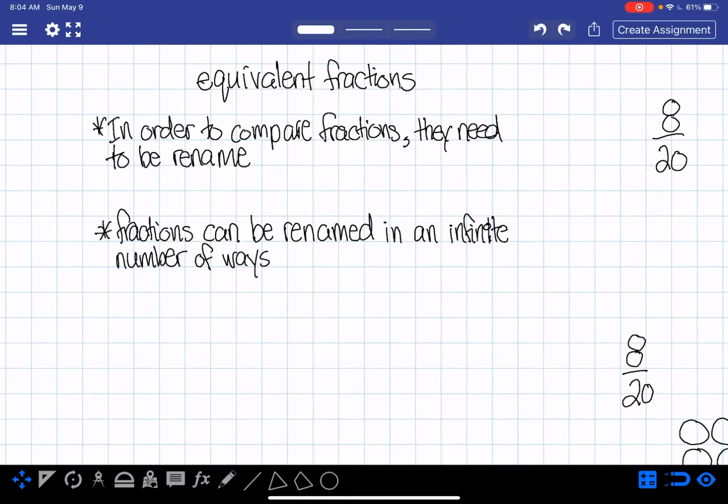Welcome to another week of math, and this week we're going to be looking at equivalent fractions. Now, equivalent means the same, right? So, like fractions that are renamed to be the same.